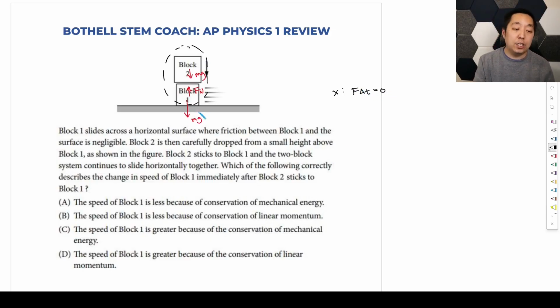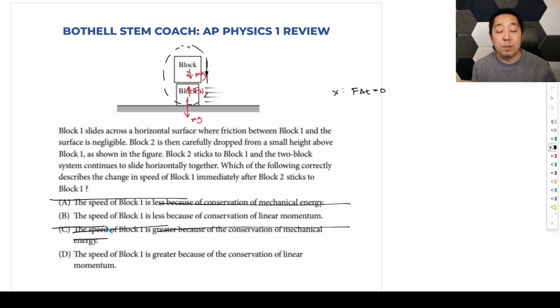Now, do we know energy is conserved? Because some of these answers say conservation of mechanical energy. We do not know it's an elastic collision. It did not say it's an elastic collision. So in general, unless they tell you it's an elastic collision, you cannot assume that the energy is conserved. So the conservation of energy answers are definitely wrong right off the bat. But we do know in the x direction, there's no impulse, so the overall change in momentum is going to be 0.